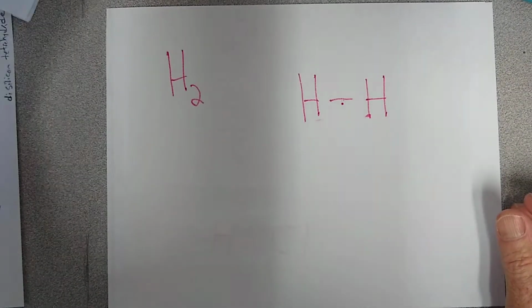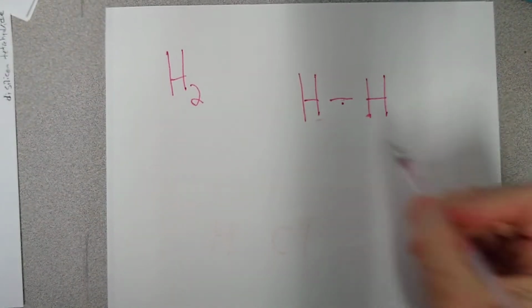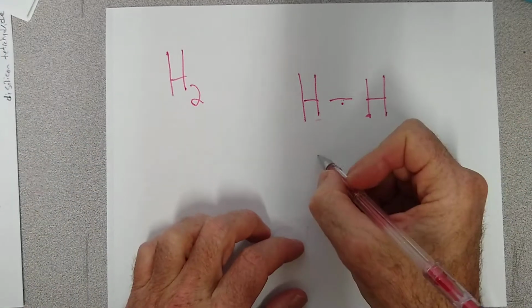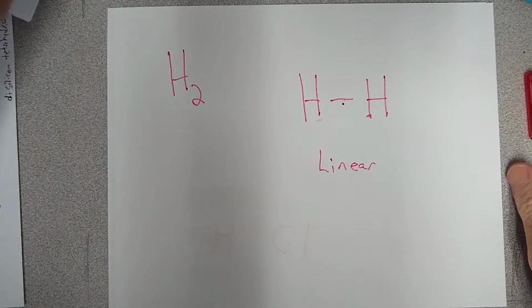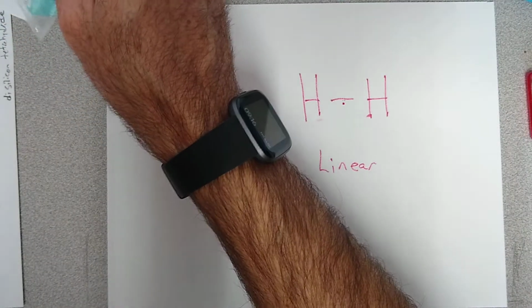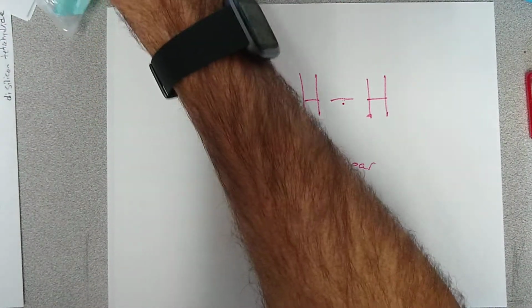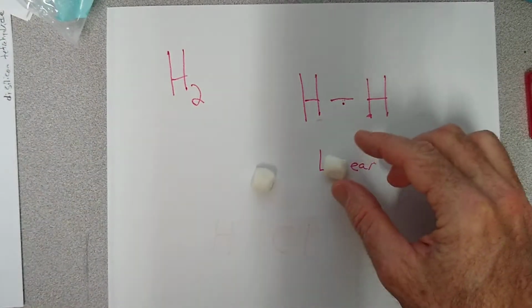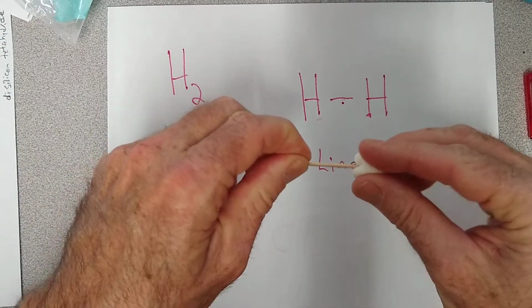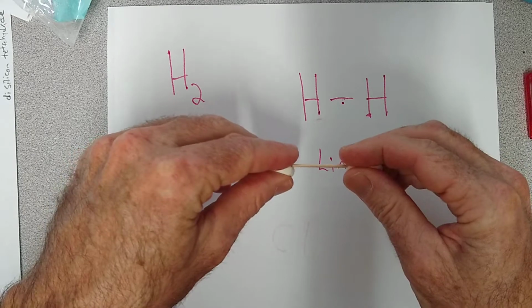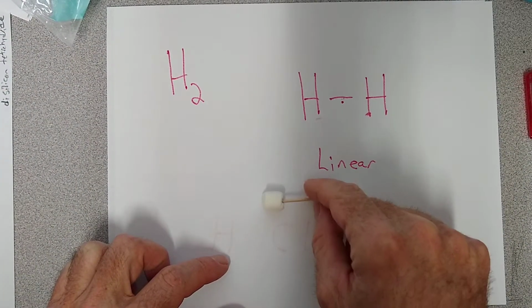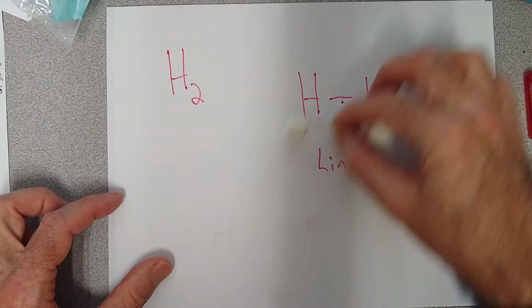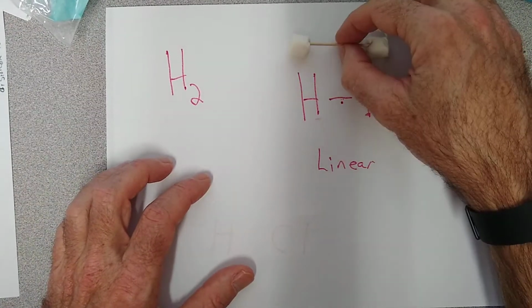What shape do you think H2 would have to be out of these shapes? Well, it's obviously in a line, so this is a linear shape. And if we had to build it, we could just take a couple of marshmallows, because I like to build my stuff out of marshmallows, because then we can roast them on some Bunsen burners at the end of class. This little toothpick is going to represent my covalent bond, and there is my linear molecule for H2. Boom.